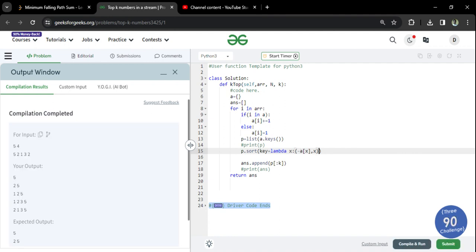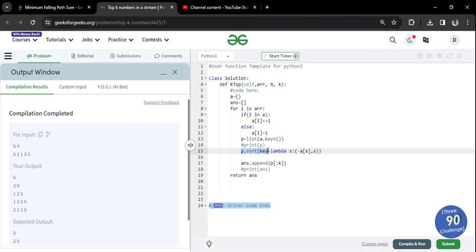Now try to understand this fact. If the frequencies are the same, that is, if this factor is not influencing, suppose for two elements the frequencies are the same, what should next be considered? Next, the element itself should be considered. So for every x, if the frequency matches with something else, consider the element itself. Suppose 1 and 5 have the same frequency, then compare the values themselves. 1 is smaller than 5, that's why 1 will come first and then 5 will come. This all will be done.